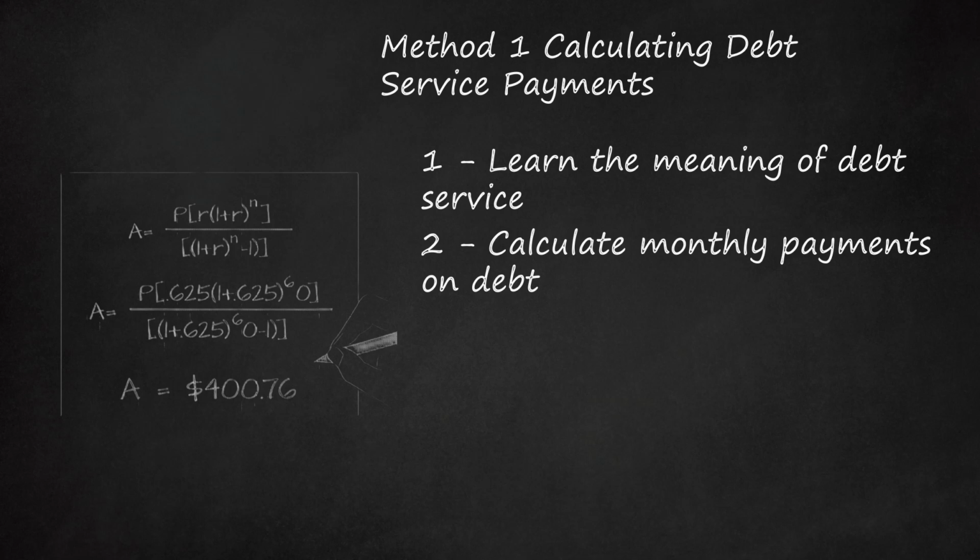Then, calculate the monthly payment on each loan using the following formula: A = P × R(1+R)^N / ((1+R)^N − 1). In this formula, A equals amount per month, P equals principal, loan amount, R equals interest rate per period, and N equals total number of payments.